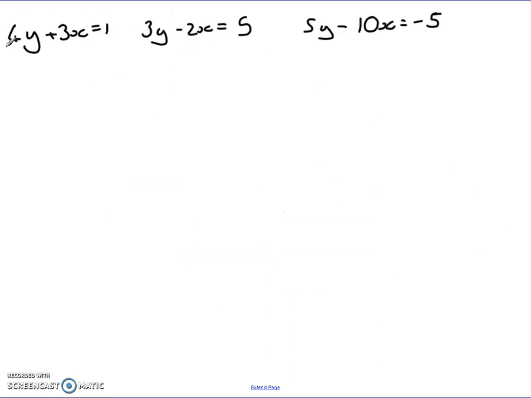The second question was I had 4y plus 3x is 1, 3y minus 2x is 5, and 5y minus 10x equals negative 5, and it was the same idea. Show if they're concurrent or not. Again, same set of steps.